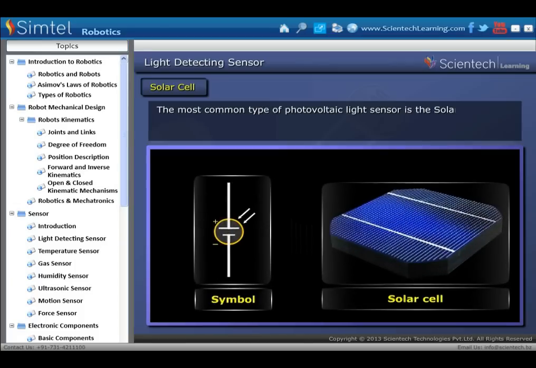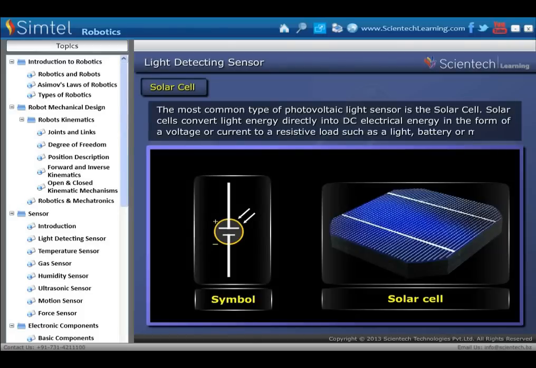The most common type of photovoltaic light sensor is the solar cell. Solar cells convert light energy directly into DC electrical energy, in the form of a voltage or current, to a resistive load, such as a light, battery or motor.